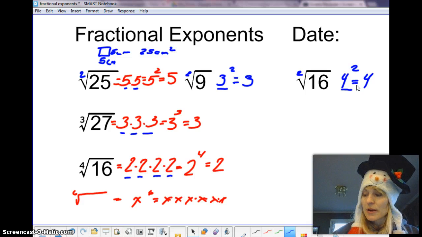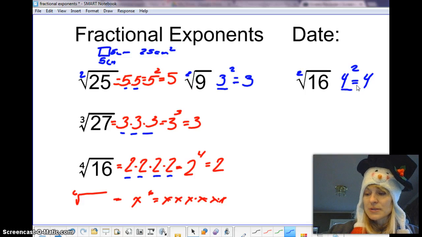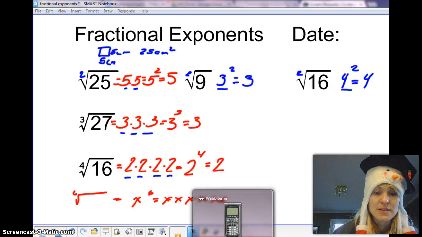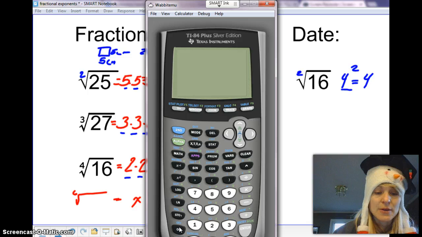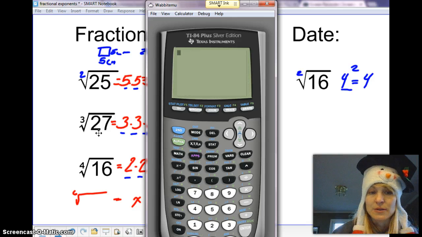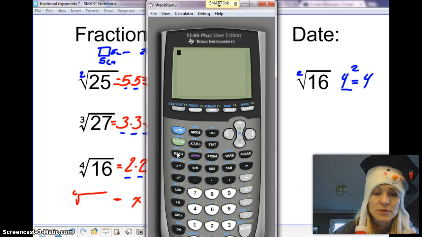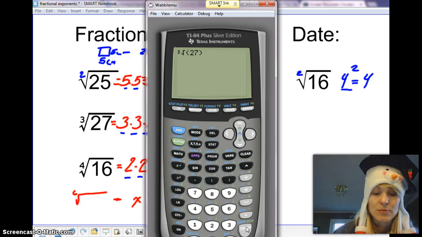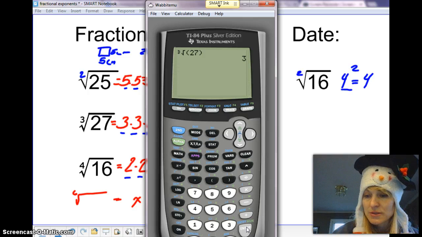Okay. Now we're also going to use our calculators. Sometimes we get big nasty numbers, not nice perfect numbers like this. So if I look at my calculator here, and let's say I wanted to find this cube root of 27, I didn't know what it was, I would go to my math button, and I would go down to number 4, because it gives me the cube root. And then I put in my 27 here. And then that will tell me the cube root of 27 is 3.